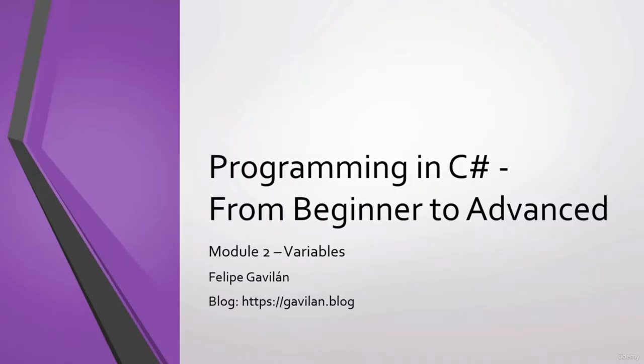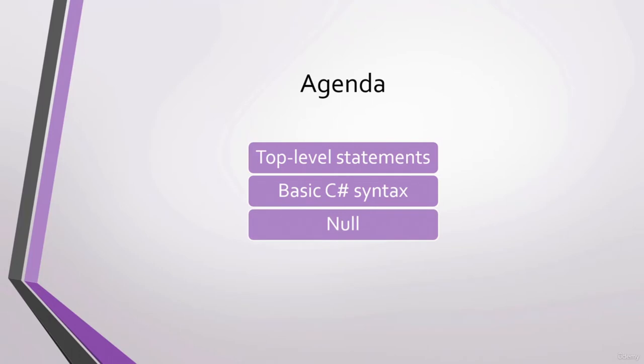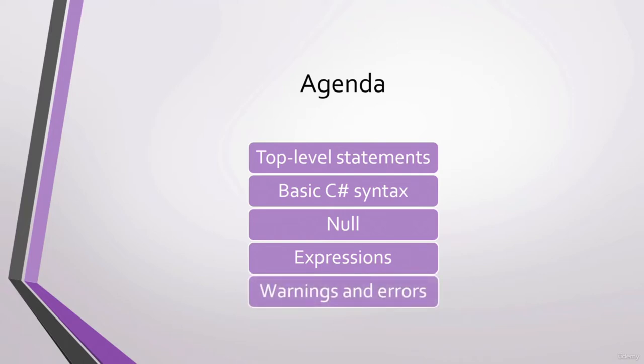Hello, my name is Felipe Gavilan, and in this module, we are going to talk about variables. Variables are a fundamental aspect of C# because they allow us to have information in memory, with which we can perform operations. We are going to talk about top-level statements, basic C# syntax, variables, data types such as integers, floating-point numbers, booleans, strings, and dates. Also, we'll talk about null, nullables, and non-nullable reference types. After that, we will look at expressions, binary and unary operations, and finally, we will look at warnings and errors.